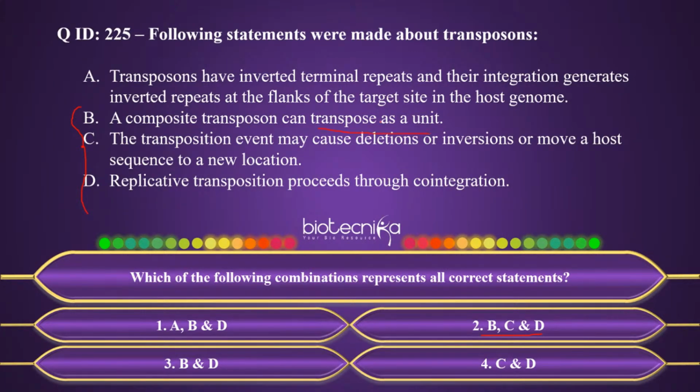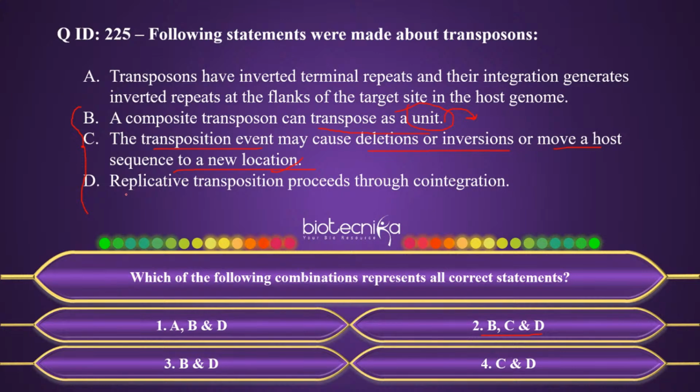So it can transpose, which means it can jump or move from one place, one locus, to the other locus as a unit. Then it says that the transposition event may cause deletions or inversions, and or move the host sequence to a new location. So all three of these activities can be performed when a transposition event takes place.